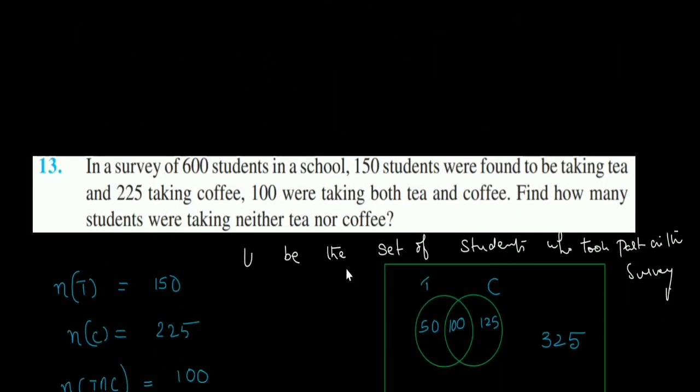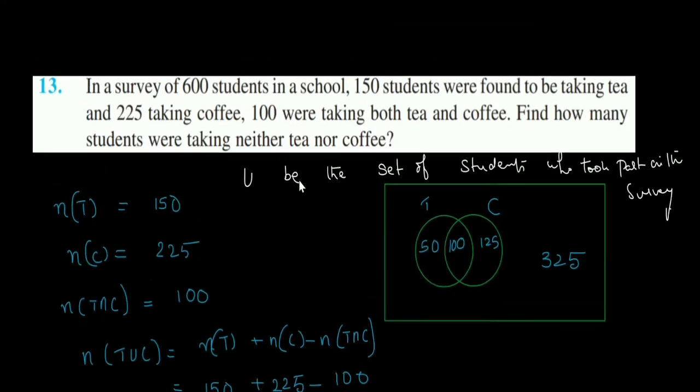Question number 13. In a survey of 600 students in a school, 150 students were found to be taking tea. So 600 students took part in a survey. 150 take tea, 225 take coffee, and 100 were taking both tea and coffee. Find how many were taking neither tea nor coffee.